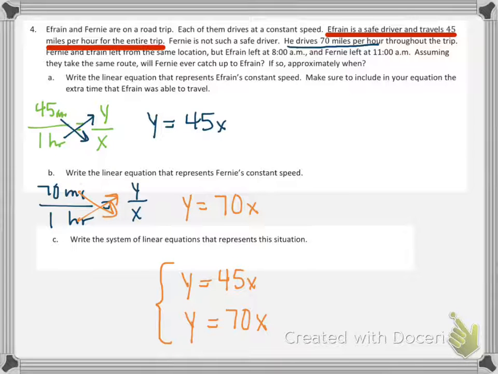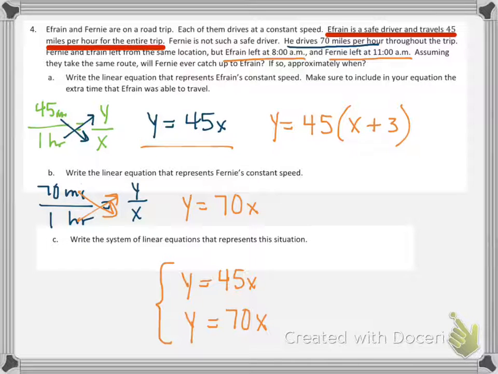So we're really close here. We just haven't considered one part, and that is that Ephraim left at 8 a.m. and Fernie left at 11 a.m. That means that Ephraim has been driving for 3 additional hours. So I have to account for that. I have to say that he drives at 45 miles per hour. So I'm going to change this into y equals 45 times x plus 3. That shows that he is driving an additional 3 hours.